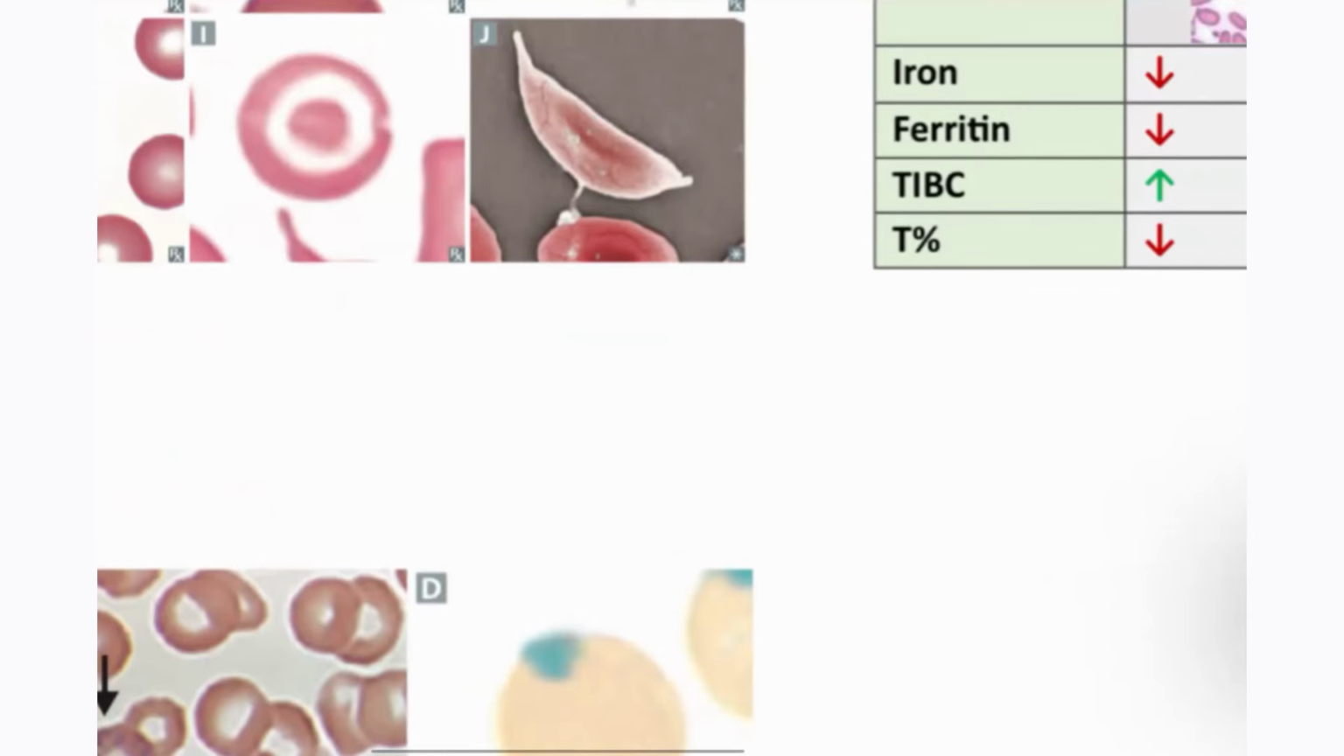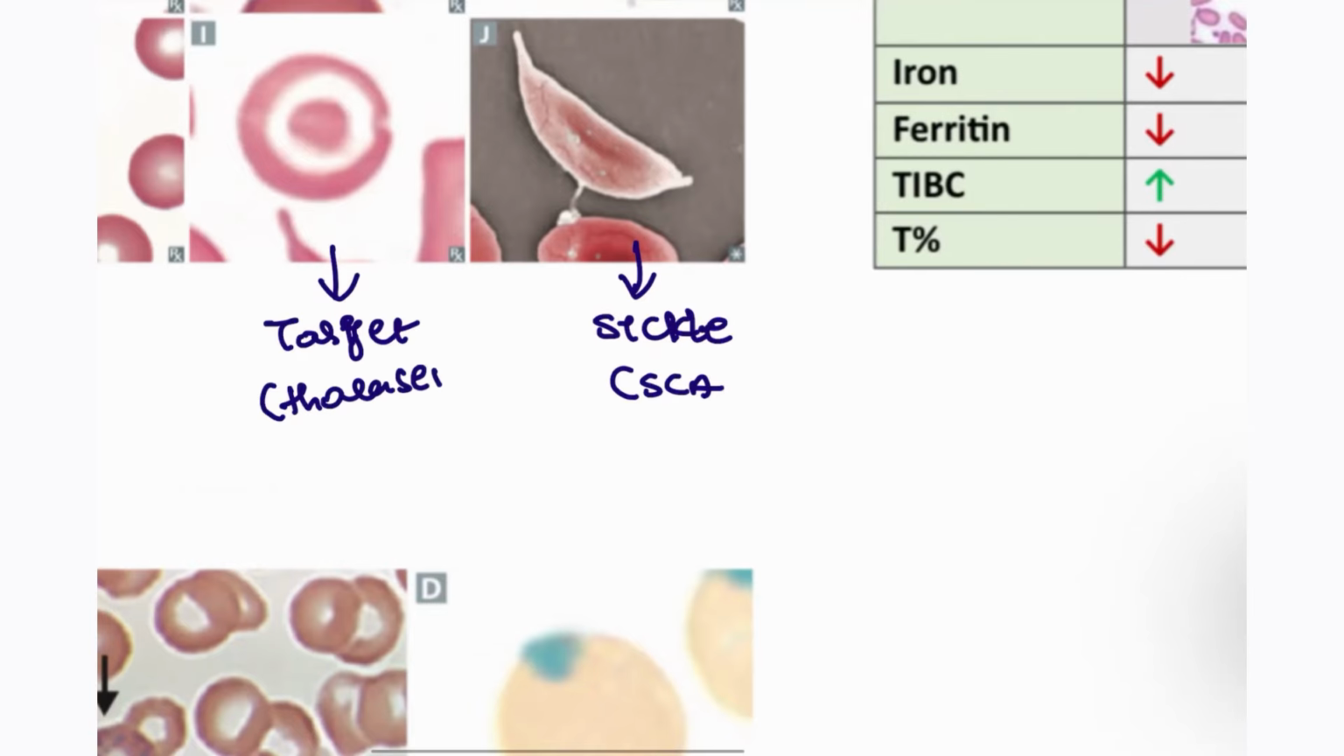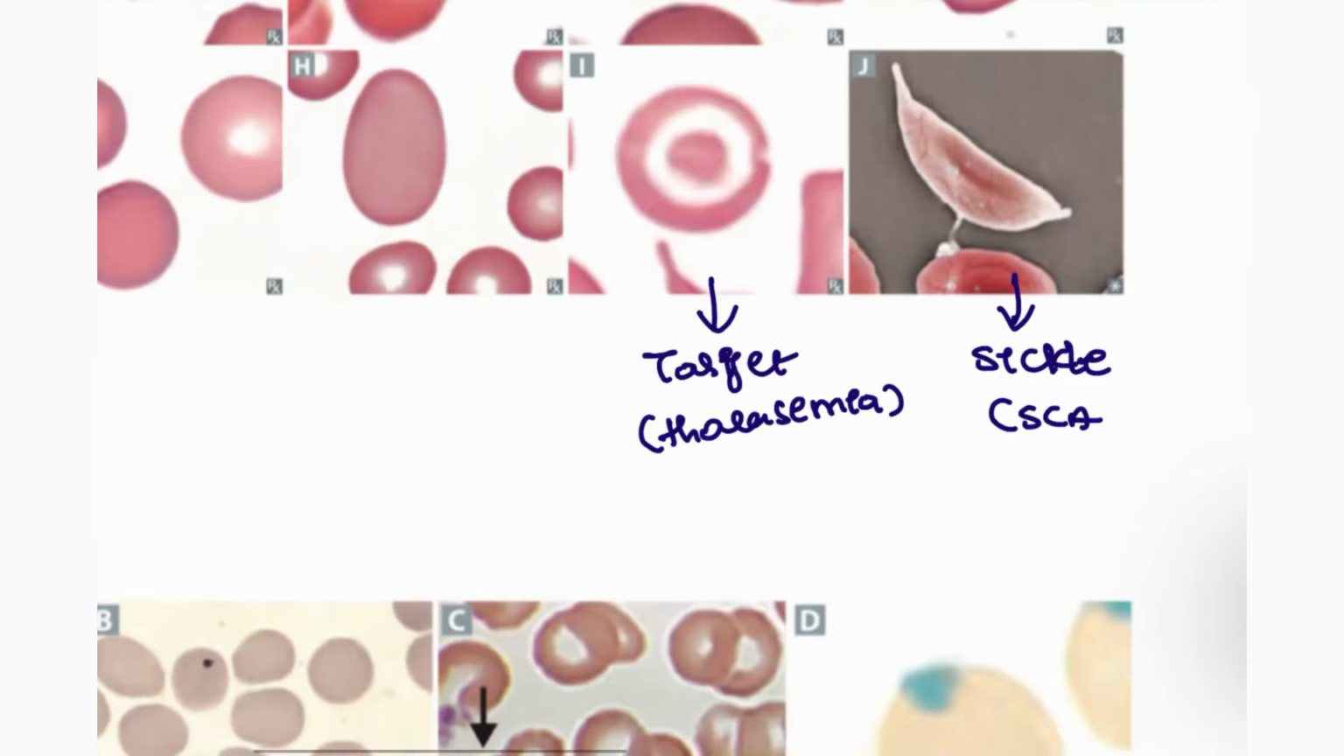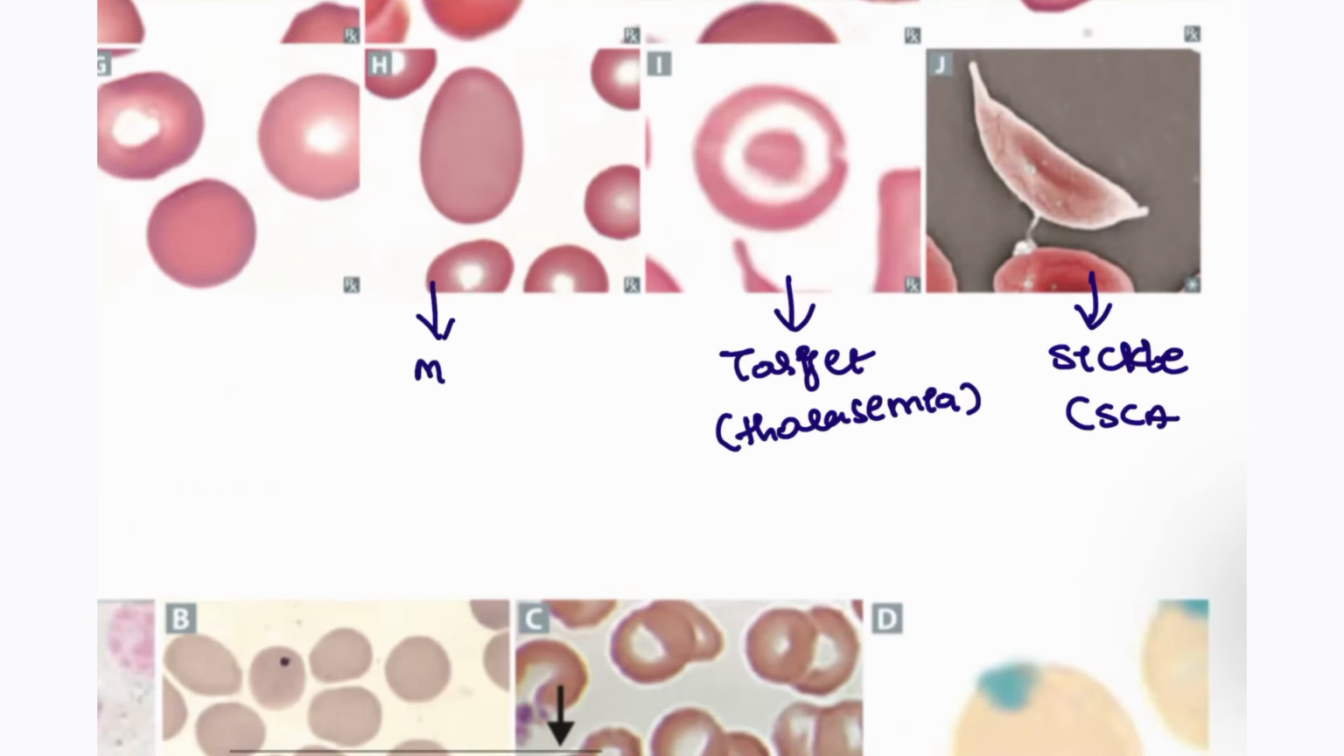Next, this one is the sickle cell. This is seen as a sickle cell seen in sickle cell anemia. Here these are the target cells. Target cells are seen in the thalassemia patient, right? Next, these are the macrocytes, the larger type. Macrocytes are seen in B9 or B12 deficiency.